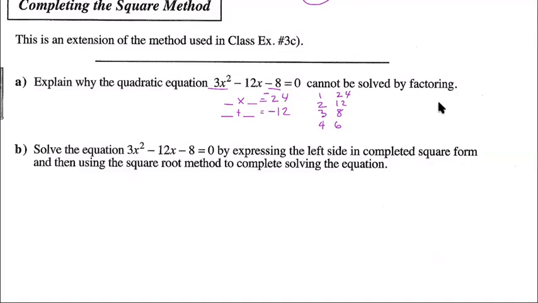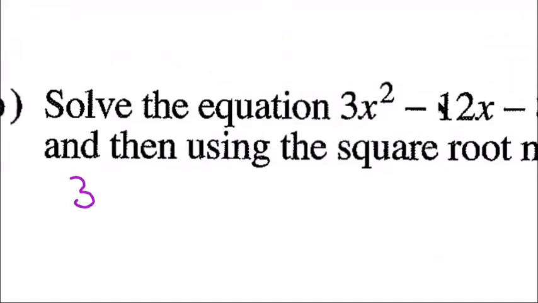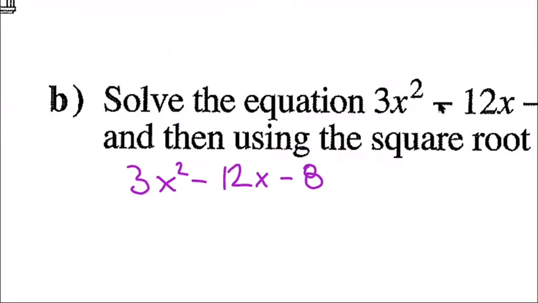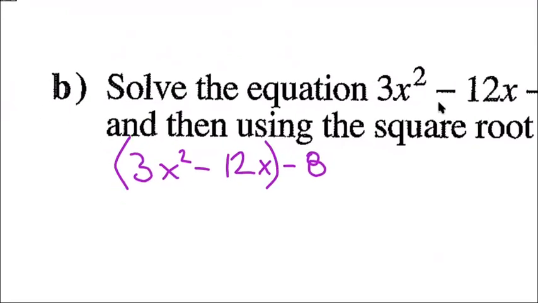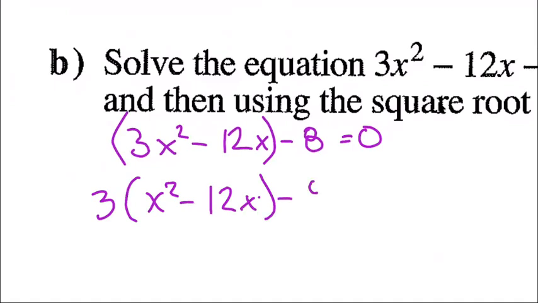But we'd have to complete the square and then use the square root method. So let's complete the square. 3x squared minus 12x minus 8. Put a bracket around the first two terms because there's a 3 out in front. I'm going to take out a GCF of my 3. So remember, this is all equal to 0. I just didn't write it. This is going to be 3 bracket x squared minus 4x minus 8 equals 0.